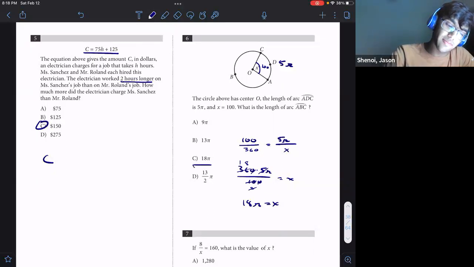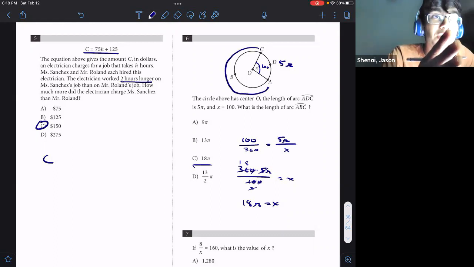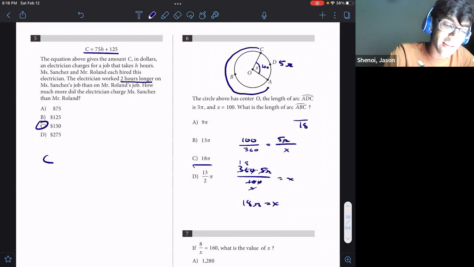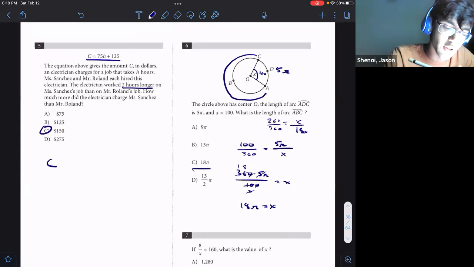which is an answer, but that's not the answer that we want. We want what AC of this is. So there's 2 ways we can do this. We can go 18 pi over x is equal to 360 over 260, right? We could do that, but that's a lot of extra work that we don't need to do because we already know this is 5 pi and the total is 18 pi, right? So what would you do? What's the answer?